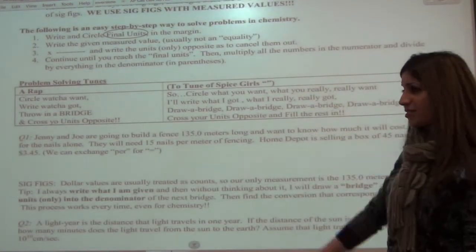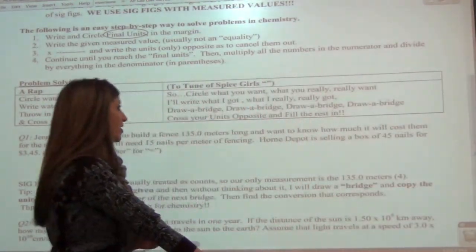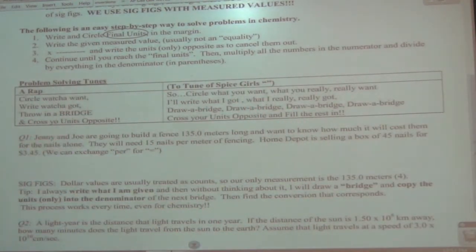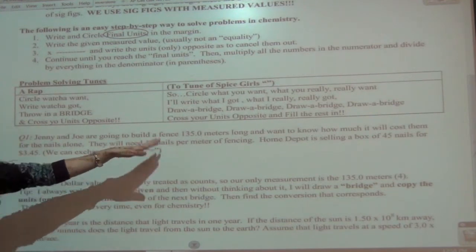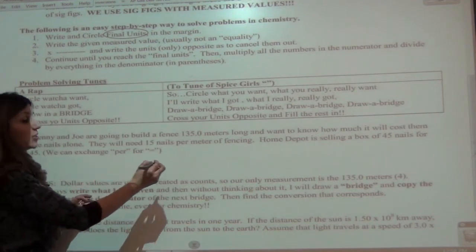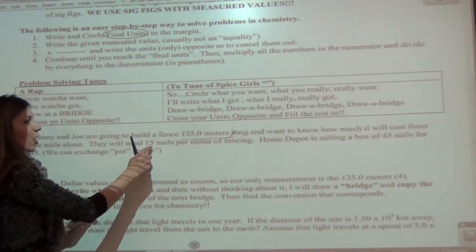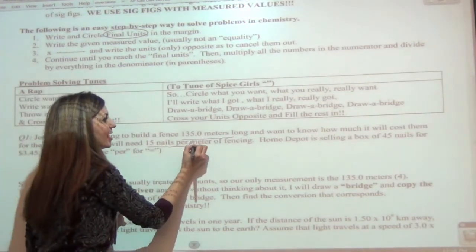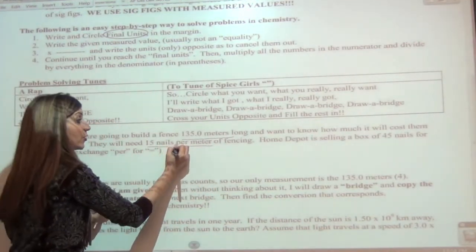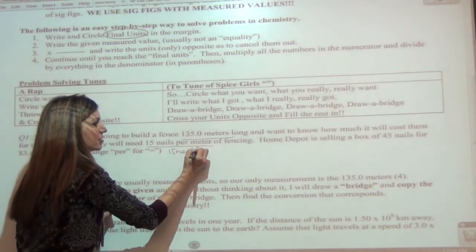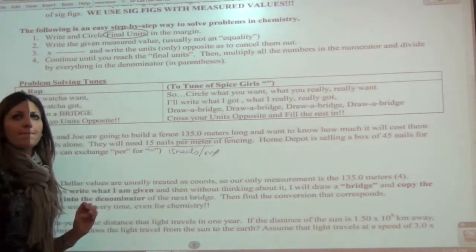Let's do one more. Let's do this Jenny and Joe problem here with building a fence. They're trying to build a fence, and it's 135 meters long. And they want to know how much it's going to cost just for the nails. Okay? So imagine that you wanted to build a fence and you wanted to see how much it would cost for nails. You find out some information. Underline the information you're given. 135 meters long. We're also given this information that there are 50 nails per meter of fencing, which we're going to write as 50 nails per meter.